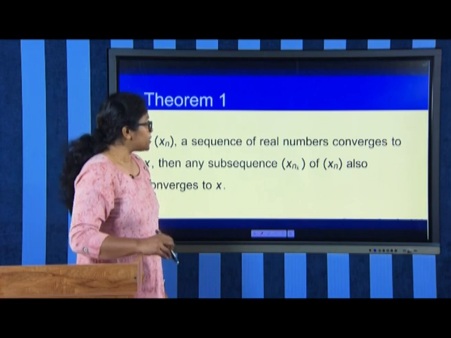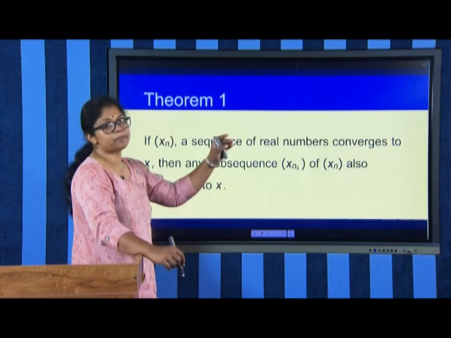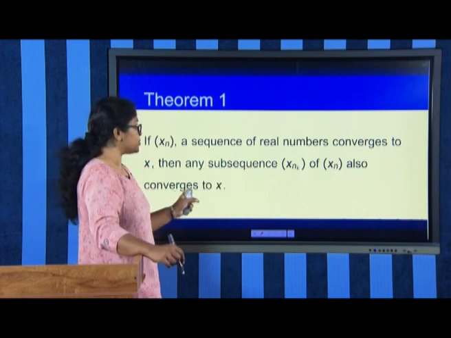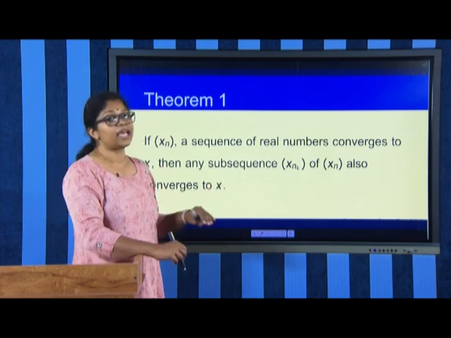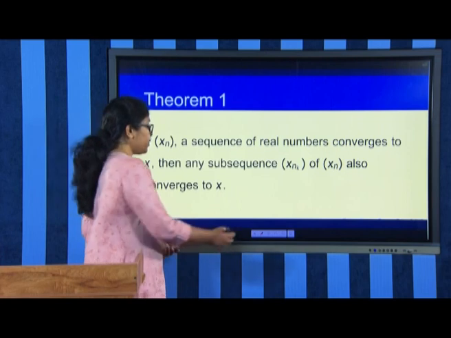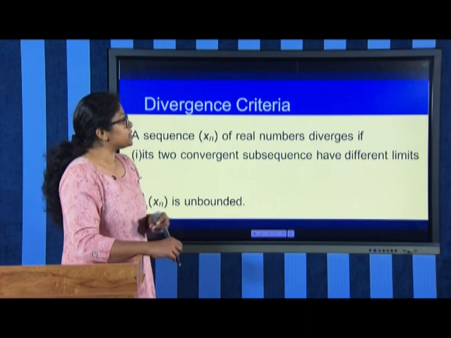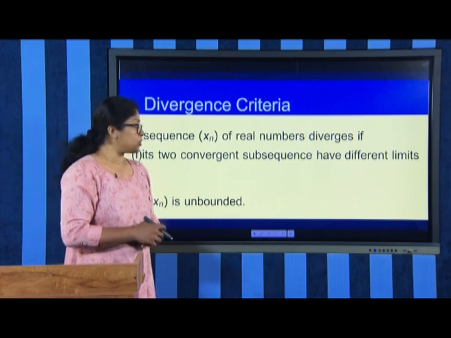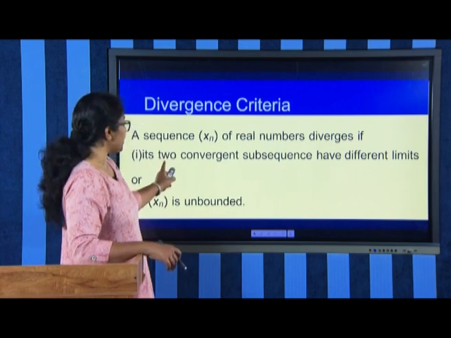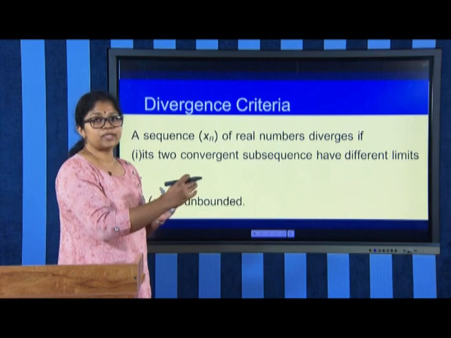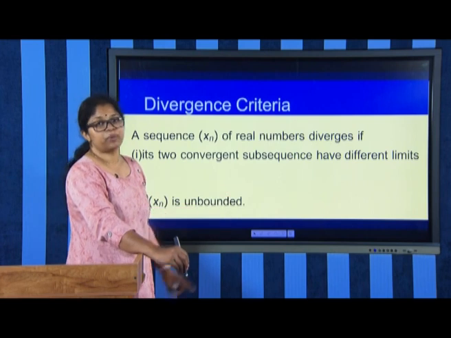So that is exactly what is said in the theorem. If a sequence xn converges to x, then any subsequence that you have in the sequence also converges to x. And as we discussed, this gives us a divergence criteria. A sequence xn of real numbers diverges if it satisfies either of these two conditions. The first being, two convergent subsequences have different limits, or the sequence xn is unbounded.